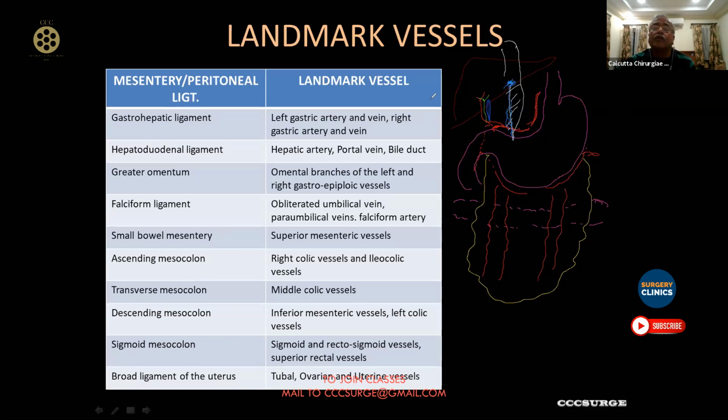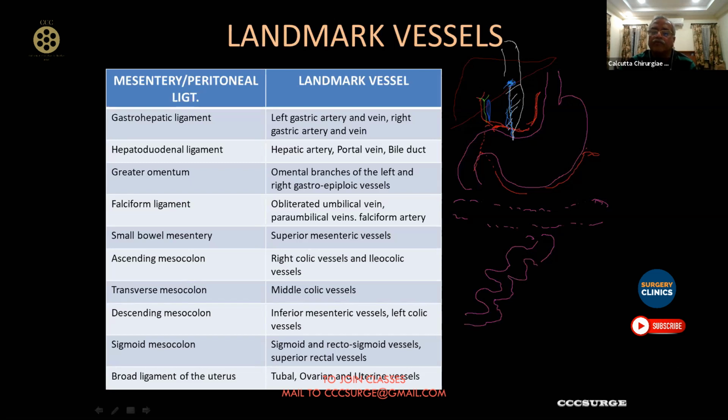If I were to draw the small bowel mesentery, let me wipe that off. So now we have the small bowel out there. So that's the DJ flexure, and that is the small bowel heading towards the cecum. So the vessel that actually travels across and goes in out here is the superior mesenteric vessels, isn't it? Okay. You have the ascending mesocolon.